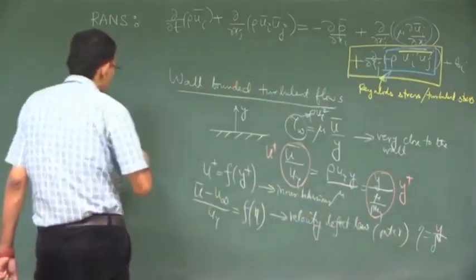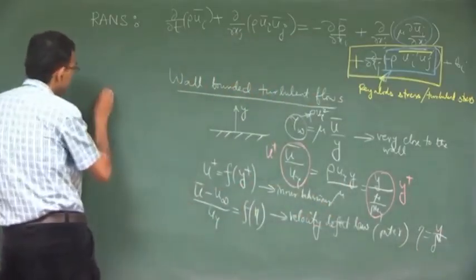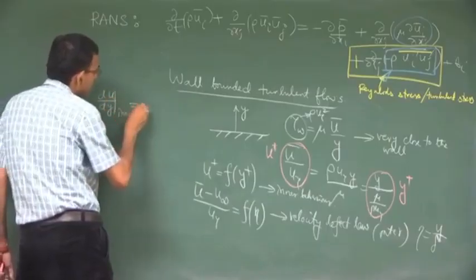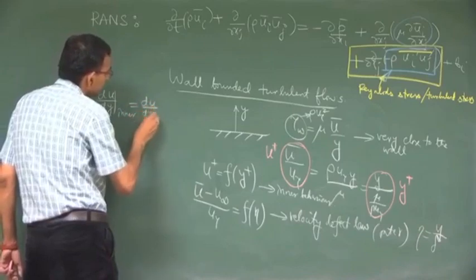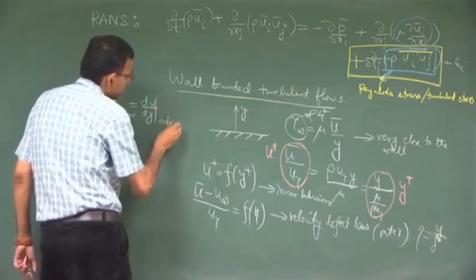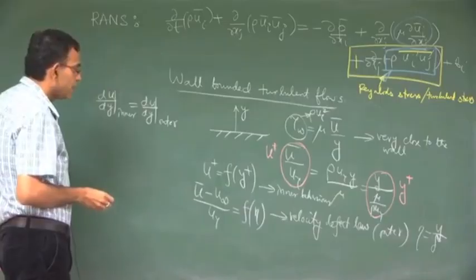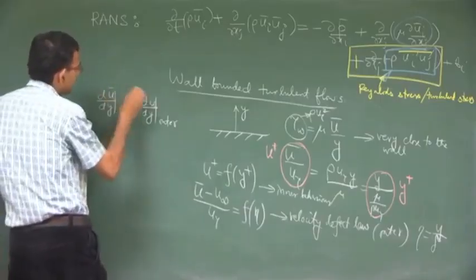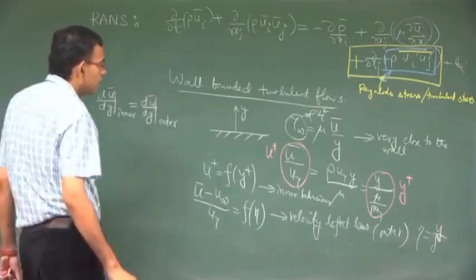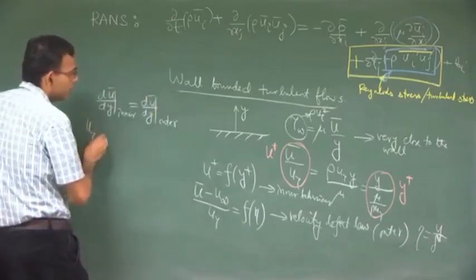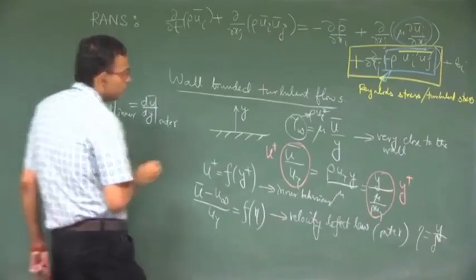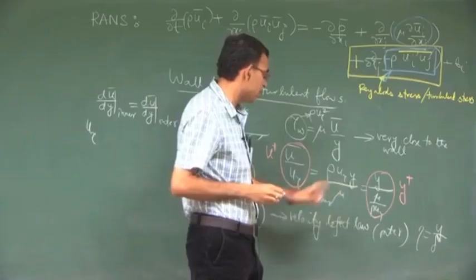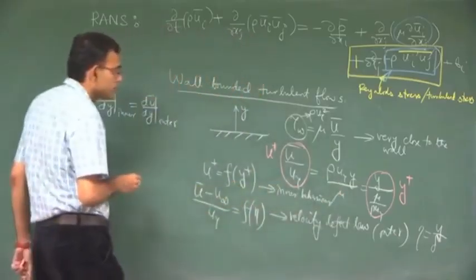So, now you have a continuity of du dy of the inner and outer layers. Okay. So, you can write, so du dy will be continuous. So, you have u tau, so this du dy is rho u tau square by mu.